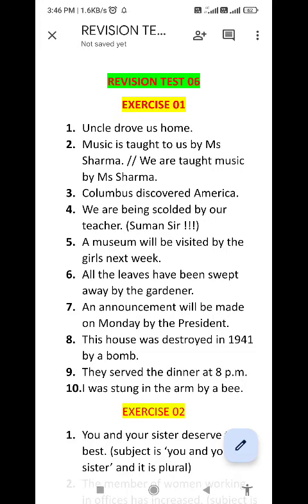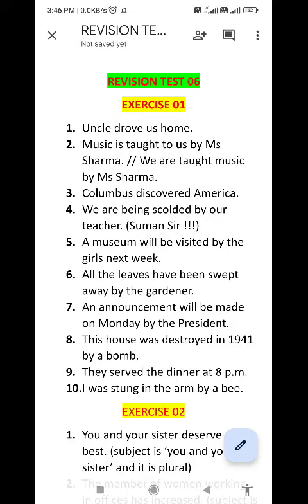So we have completed and covered almost all the chapters which are there in your grammar book. And now it is time that we move over to the revision test. And this time, like others, we will solve the revision test minutely and one by one questions.